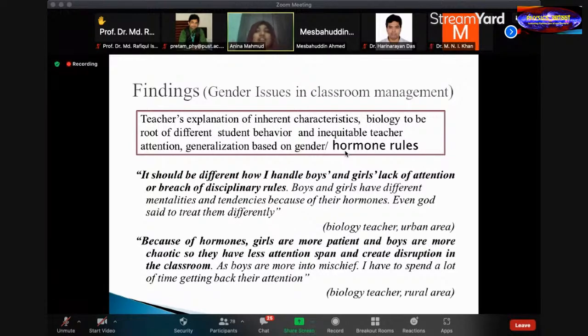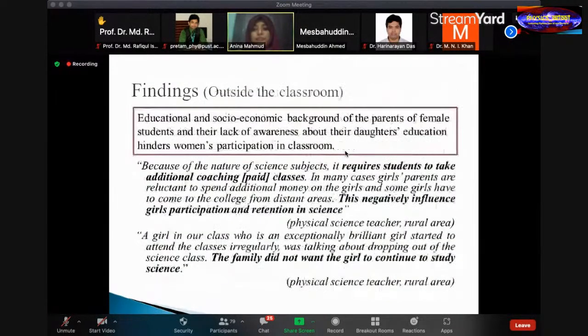And as a justification, they said that because of hormones, boys and girls are different. They have different tendencies. Boys have less attention span. Girls have a high attention span. That's why girls can sit still in the classroom, and that's why we have to give boys all the attention.